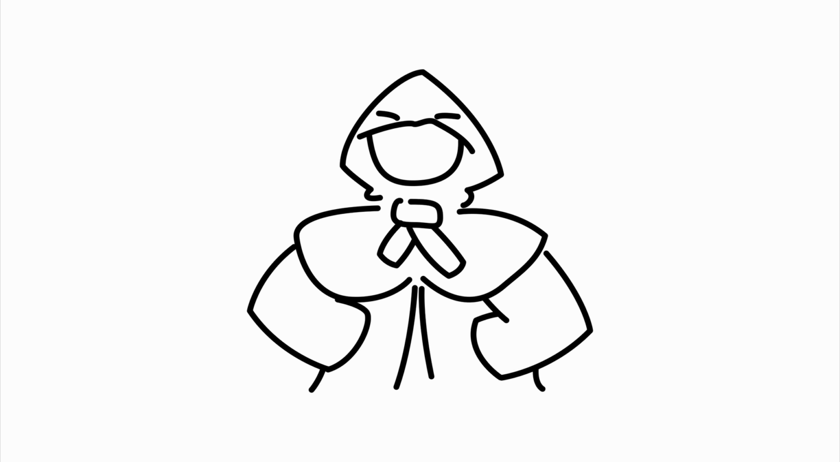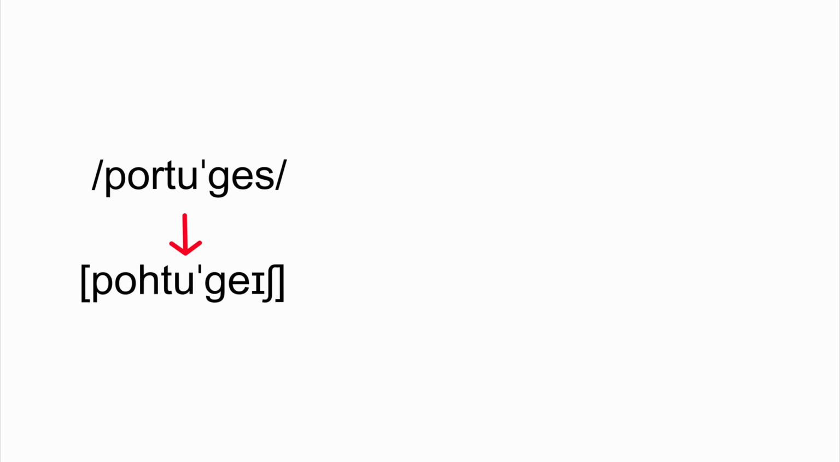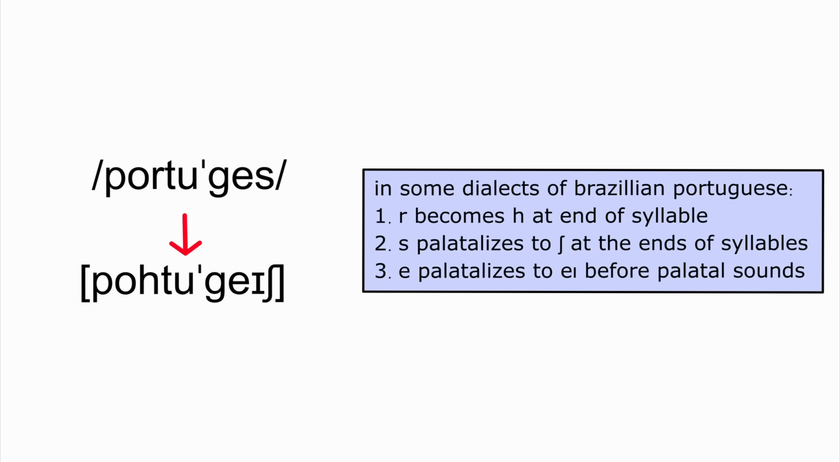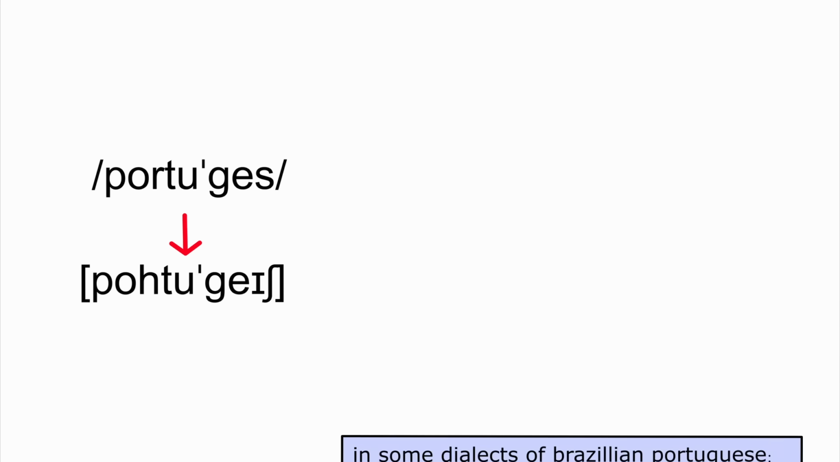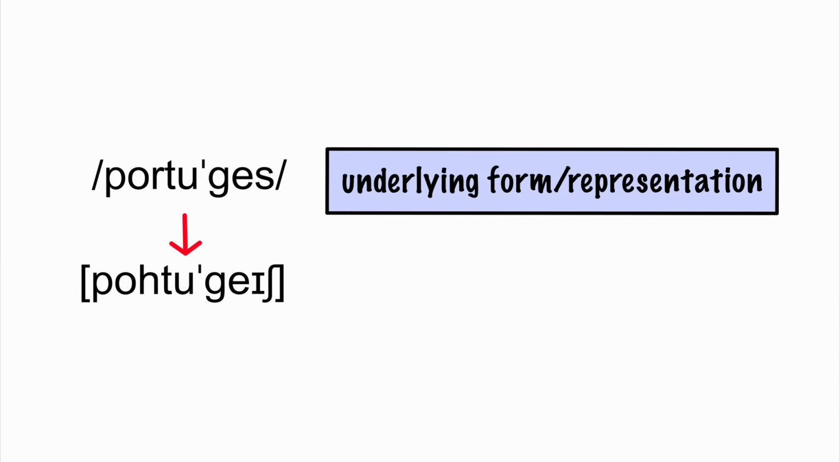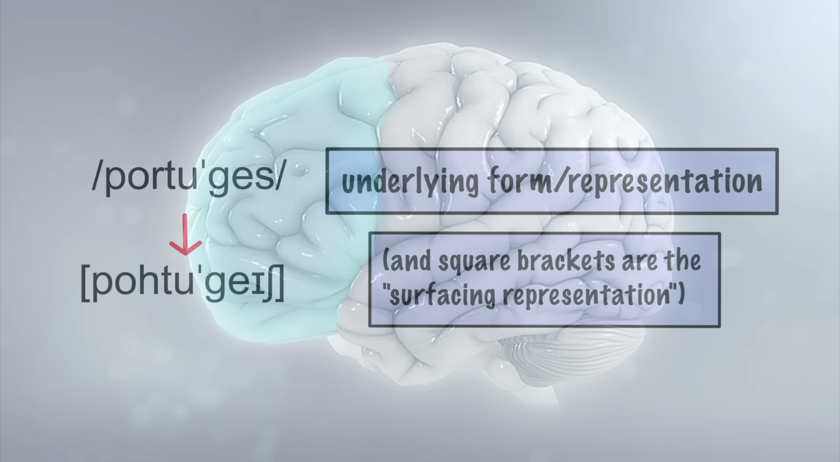Slashes come from the field of phonology and do not tell you how to pronounce anything on their own. Along with the transcription in slashes, you need a set of rules for how to get from what's in the slashes to what's in the square brackets. Whatever's in the slashes is called the underlying form, or underlying representation. This represents how the brain conceptualizes the word before subconsciously applying various sound changes.